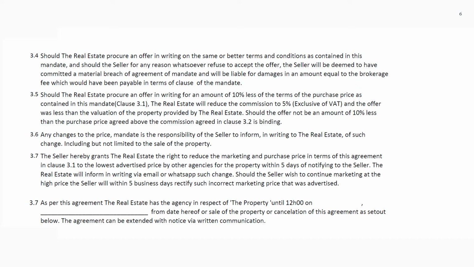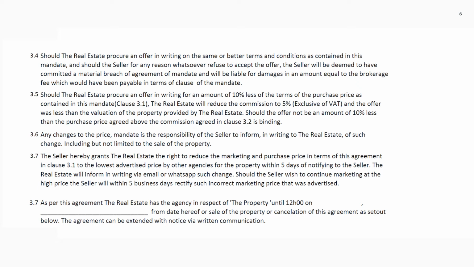3.7. Often there are multiple agents marketing the property. Due to this fact, and many agents getting the consent verbally to market the property, it is often marketed at different prices. This clause allows our agency to inform the seller that there is a property that is marketed for lower than the agreed upon marketing price.